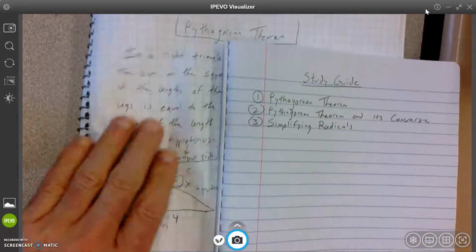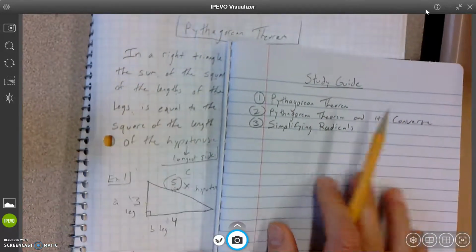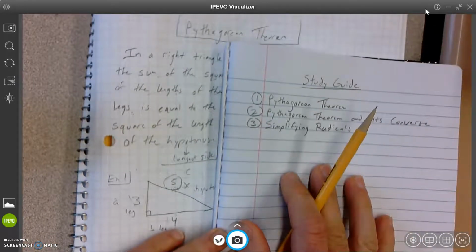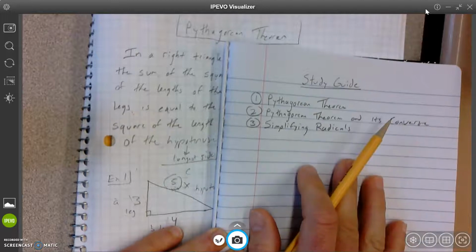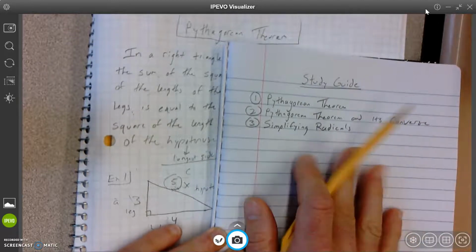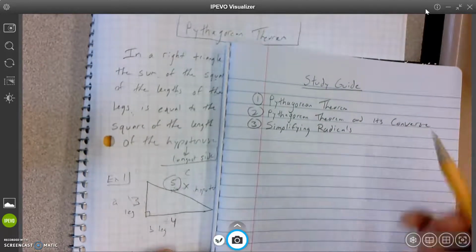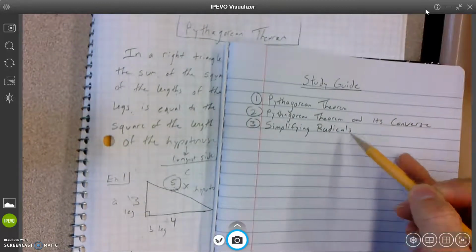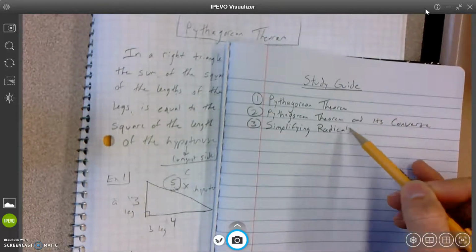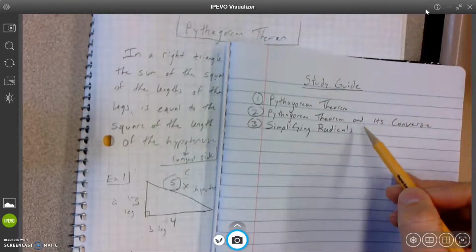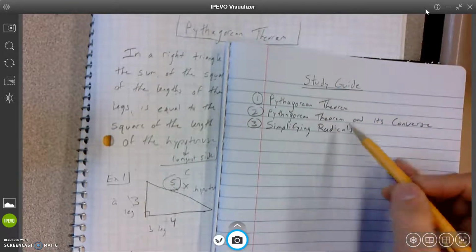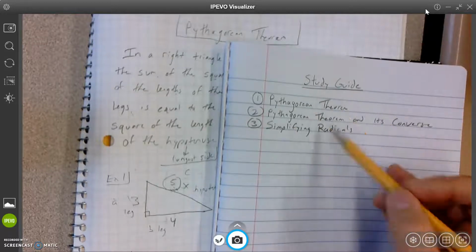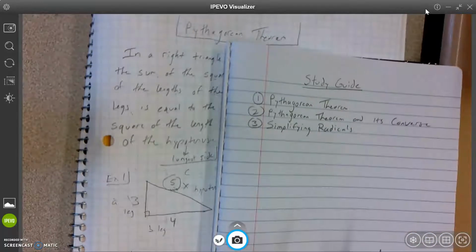So you notice that here's my regular notebook right here, and here is some paper. This could be any paper. I ripped it out, or it's going to be a separate notebook, or whatever. So I have a separate thing to write on for my study guide. And I noticed that here are the three things that I label, so like a table of contents. So Pythagorean theorem and its converse, and simplifying radicals. These are the three things that are going to be on the quiz, and these are the three things that I'm going to study in my study guide.